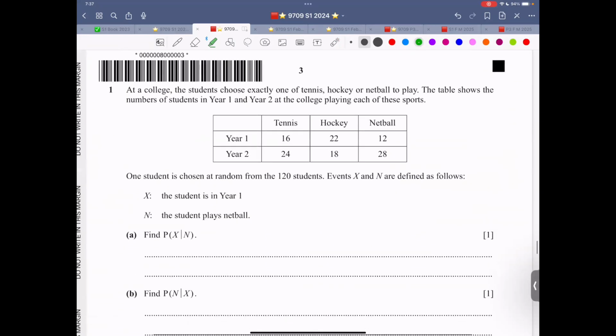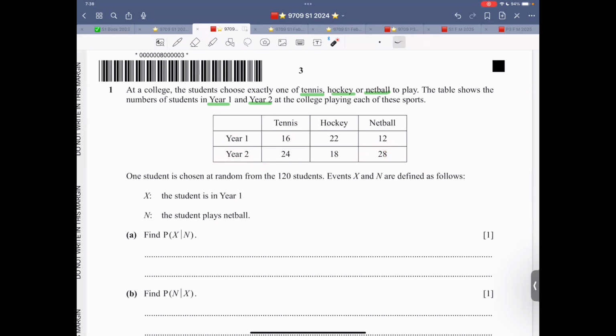Question number 1. It says at a college, the students chose exactly one of tennis, hockey, or netball. So there are three kinds of sports to play. And then it says the table shows the number of students in year 1 and year 2 at the college playing each of the sports. That means in year 1, there are 16 students who play tennis. And let's say in year 2, there are 28 who play netball.